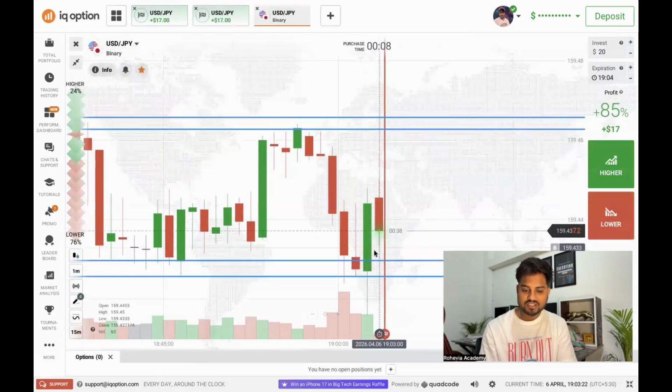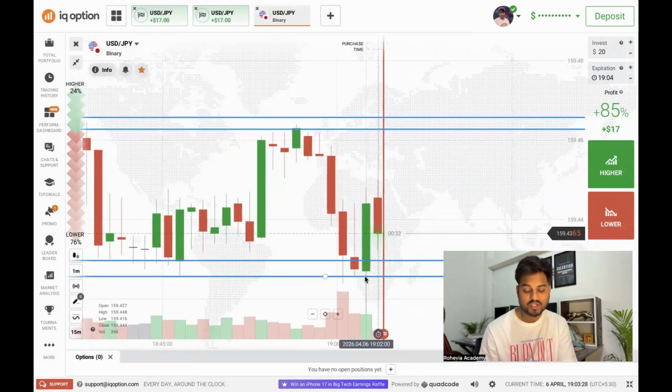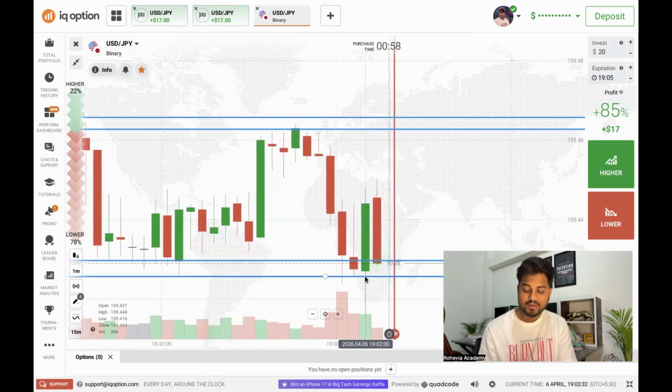Here I can see that buyers have entered very strongly in the market, but they dropped the volume. So buyers are weak at this place. And when buyers are weak at this place, there is a possibility that sellers can take control of the market, which is already happening in the market, right? You can see that sellers are trying to take control of the market.